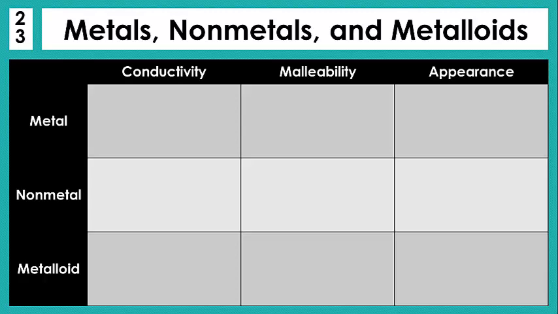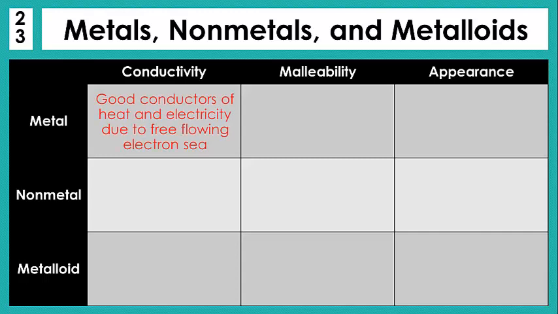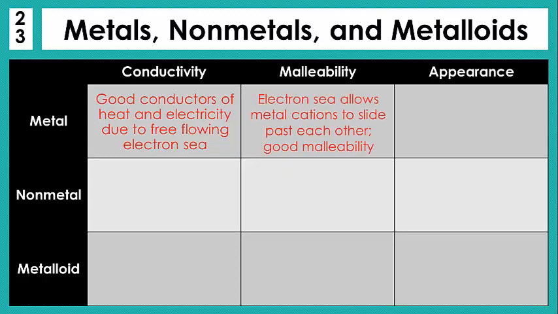Number 23, summarize the properties of metals, nonmetals, and metalloids. So metals are going to be good conductors of heat and electricity. And this is going to be due to the free-flowing electron sea that can carry current and heat. The electron sea is going to allow the metal cations to easily slide past each other if they're struck with a force, so metals are malleable. Metals are going to be silvery, except for gold and copper, and they're going to be shiny and lustrous. Most will be solids, the main exception there being mercury.